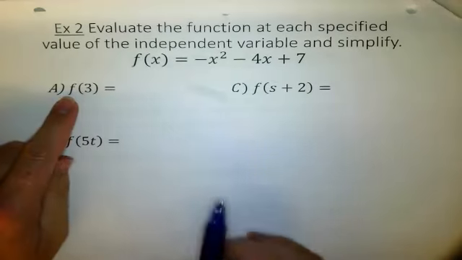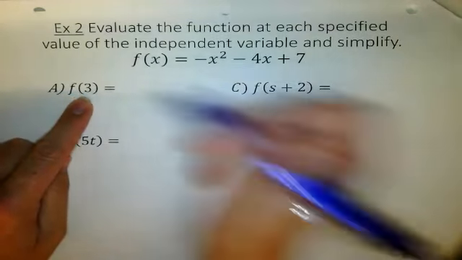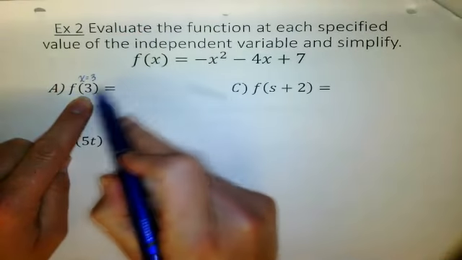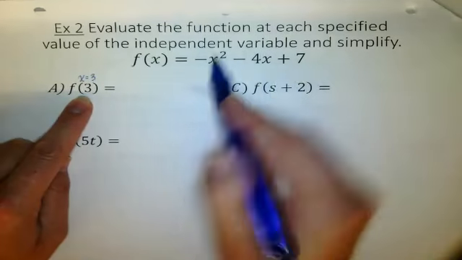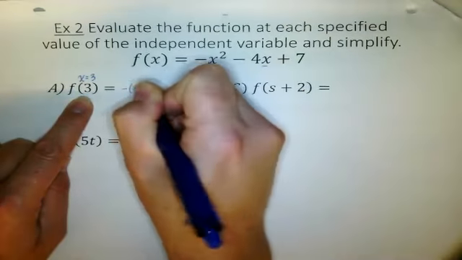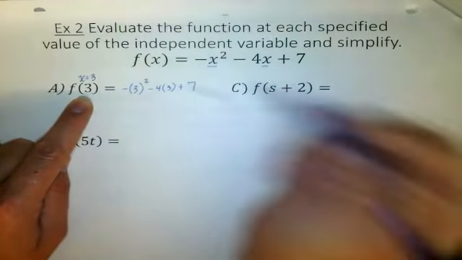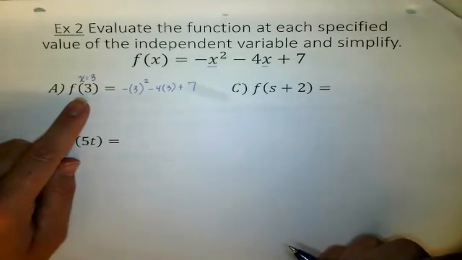Ladies and gentlemen, they want me to find f of 3. How do I do that? Plug in 3 for x. This means that 3 is in place of x. And so we're going to take our function, and everywhere we have an x, we're going to plug in a 3. What do we do first if we have to simplify this?